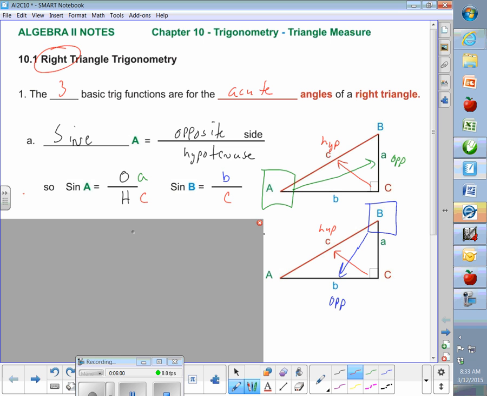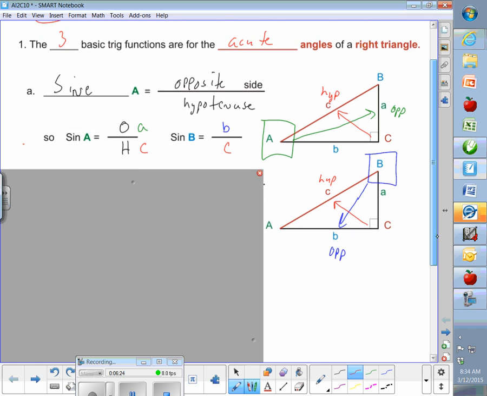And you've got to keep track of what angle you're dealing with. Notice I did the two acute angles, angle A and angle B. The trig functions are only for the acute angles. So it's different depending upon the angle you're dealing with. Why? Sine's always opposite over hypotenuse, but the opposite side is different depending upon the angle.